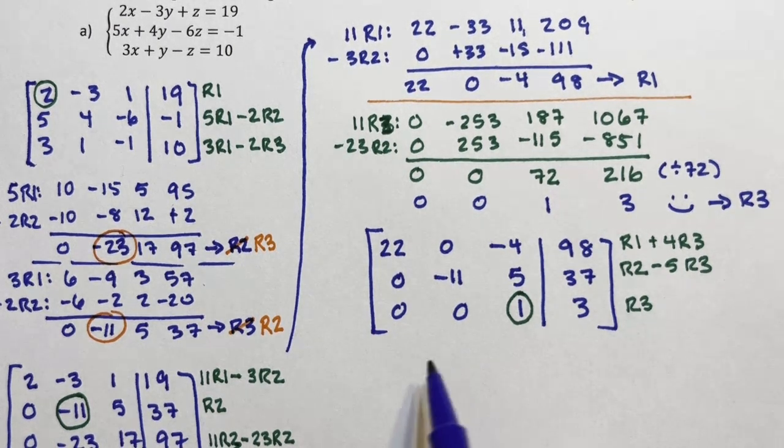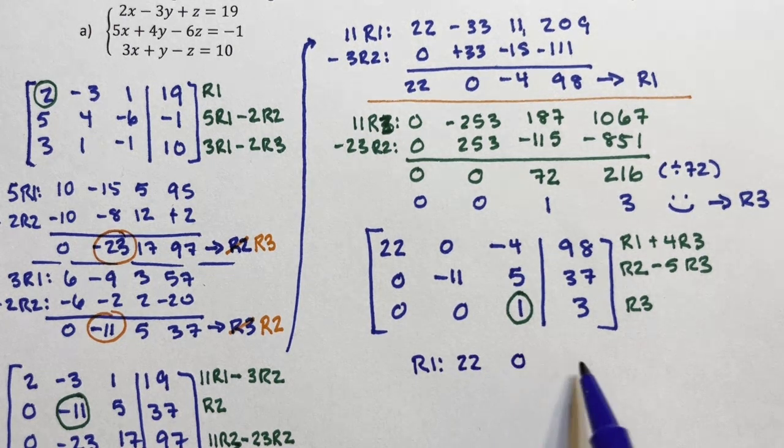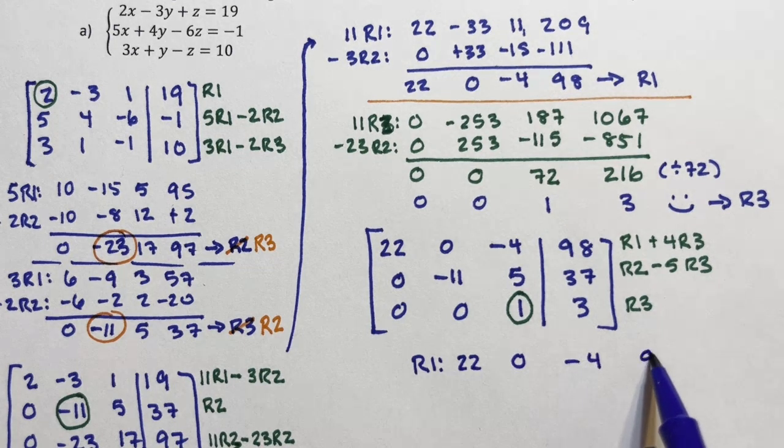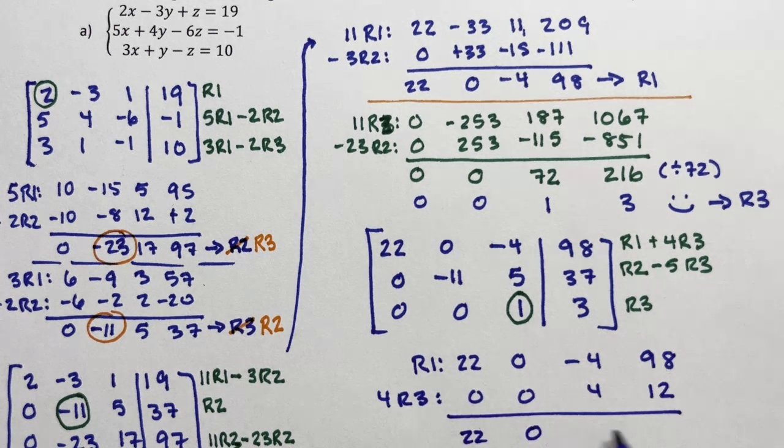All right, so row 1 is 22, 0, negative 4, 98, and 4 times row 3 is 0, 0, 4, 12. So we have 22, 0, 0, 110. And when we divide by 22, we get 1, 0, 0, 5.